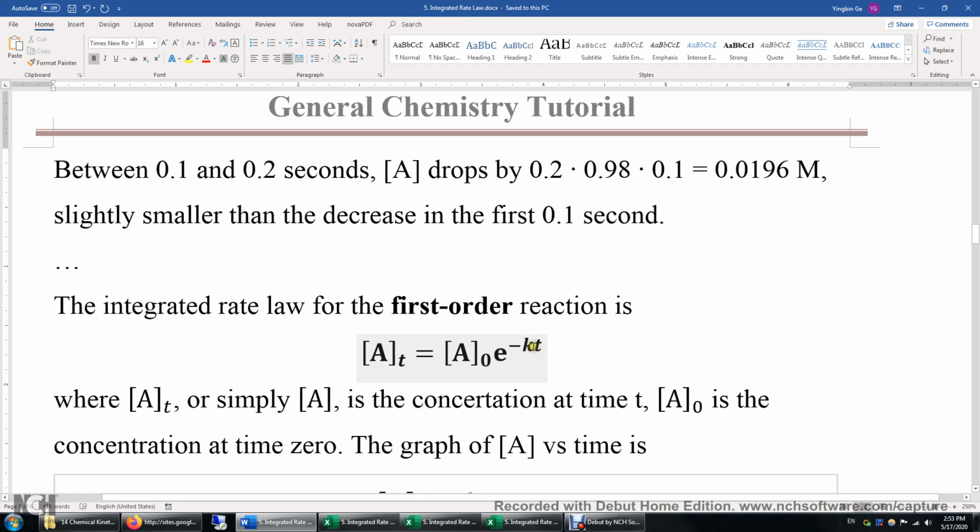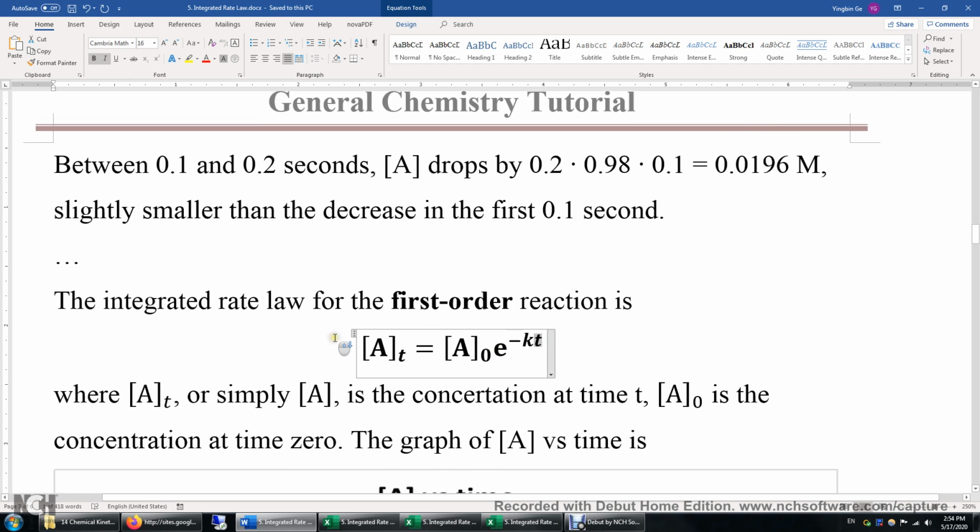So what if t is 0? Just plug in t is 0 here. E to the power of 0 is 1. Therefore, A is equal to A sub naught when time is 0. And that makes sense. When time is 0, we have the initial concentration of A. Therefore, it's just A naught. Again, A naught is the concentration of A at time 0. So we double-checked this equation with t equals 0 and t equals infinity.